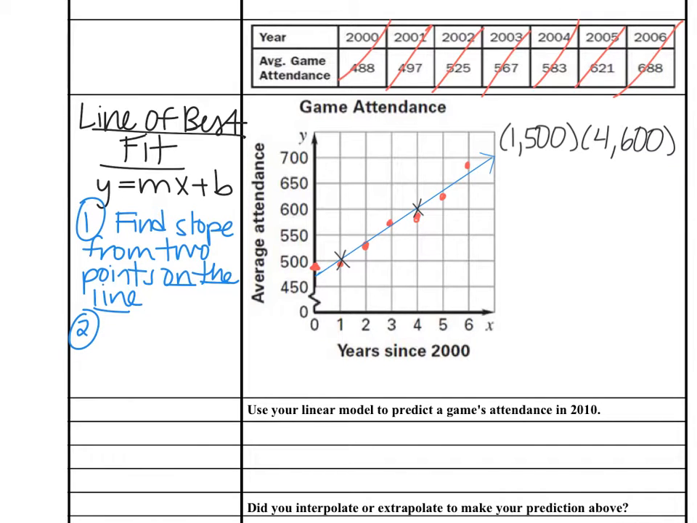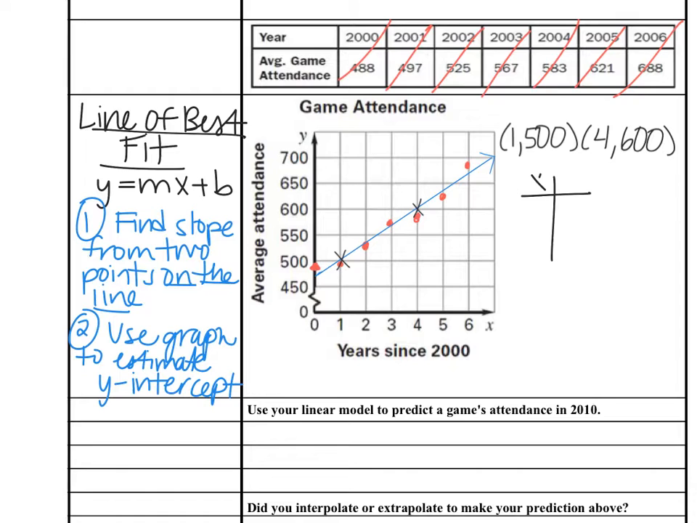And then for b, you could plug in and solve like we've been doing, or you can just use the graph. Use the graph to estimate the y-intercept. Those are the 2 things you got to do. Get the slope, get the y-intercept, and then you should be able to write the equation. So you can make a table. I don't care how you find your slope. We've done this a lot. I'm going to make a table. And you're finding your change in y and your change in x.